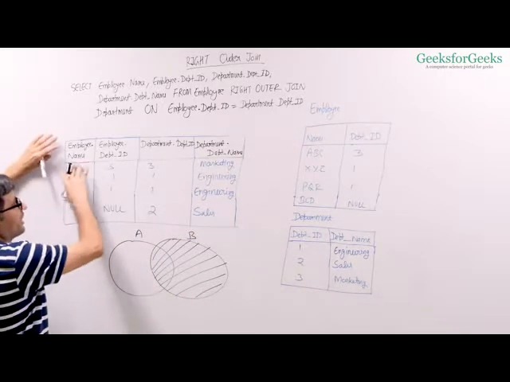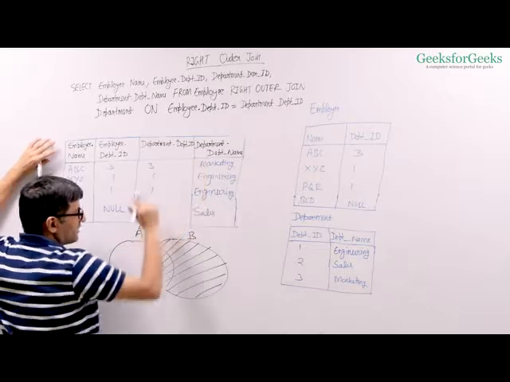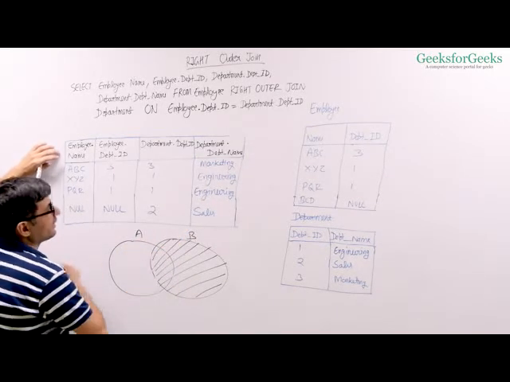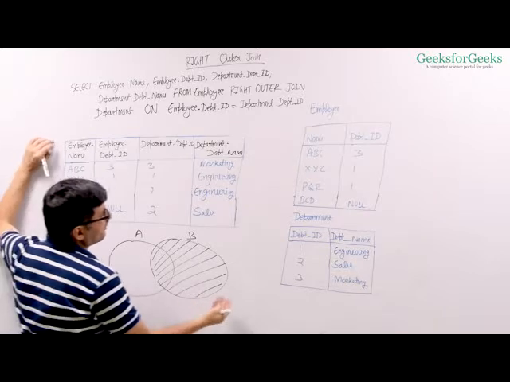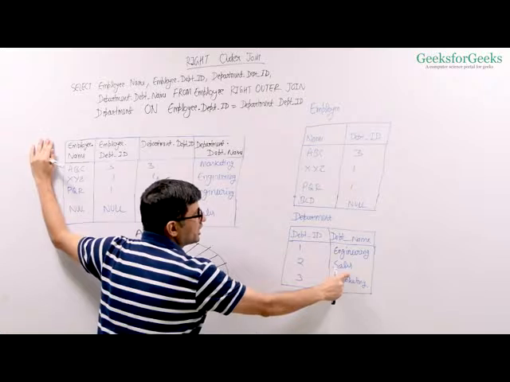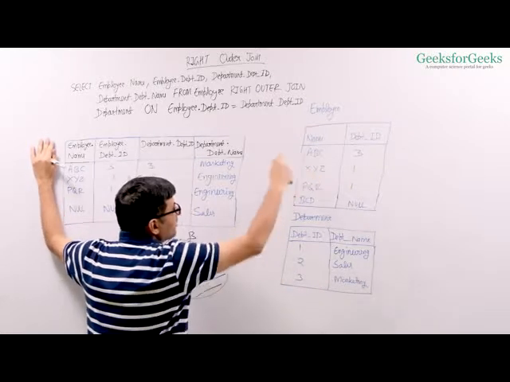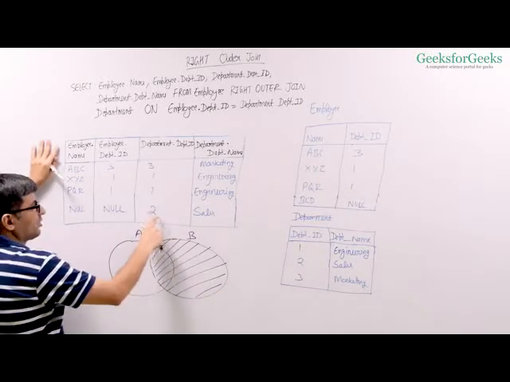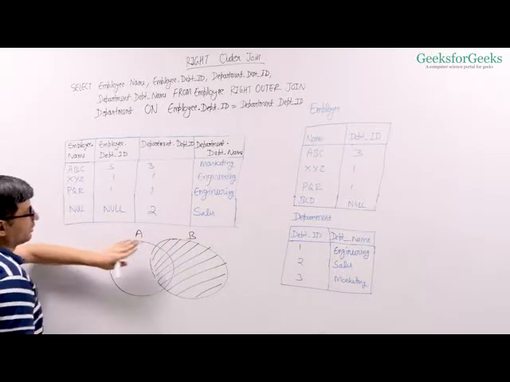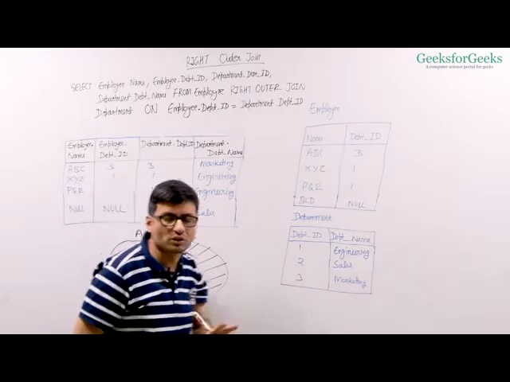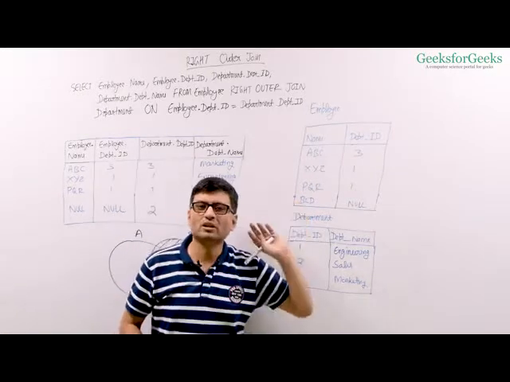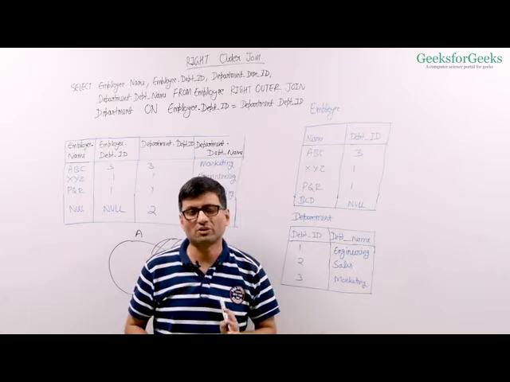We have all the matching rows, all the rows that fall in this part that follow the constraint, and then we have the remaining rows of the department table. So the remaining row is 2 sales because 2 is not here in this table. So we'll have 2 sales and null in the left table. So we have all the rows of table B, and then we have matching rows of table A. That's what right outer join is.